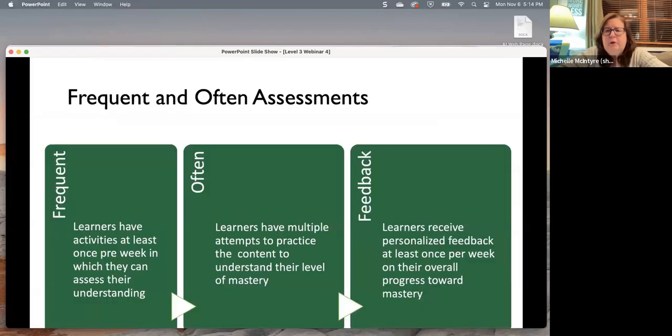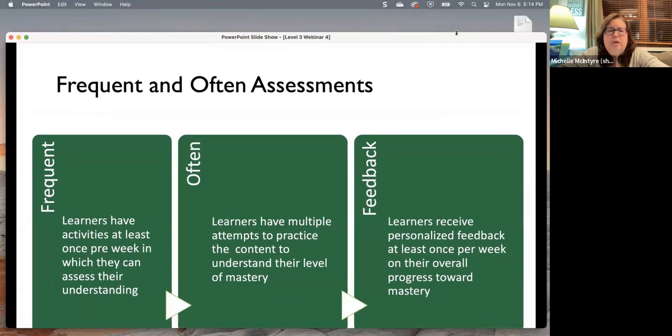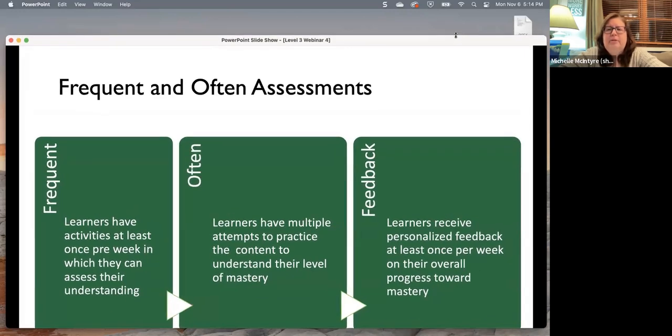The second version of this is really frequent and often assessments. And so you may or may not have heard of this before. This sometimes is called the low stakes strategy, low stakes quizzing. Frequent and often assessment is a way for students to summatively test themselves so they can check their understanding. How much have they mastered?